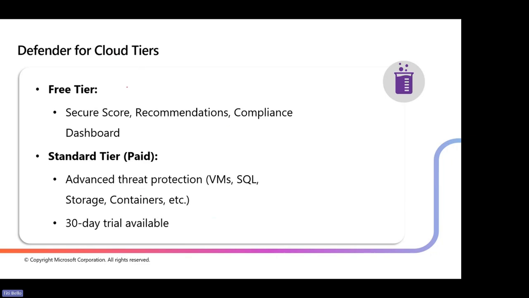There are different plans or different tiers that you have. Tiers can also be referred to as plans. There is the free tier that comes as you sign up or as you create your Azure tenant. There's secure score, recommendations, and a compliance dashboard that come with it. And there is the standard tier. The standard tier, you have to pay for it. And that gives you advanced threat protection for your virtual machines, for your SQL, for your storage, containers, app services, and so on and so forth. And this one, you can create a 30 days trial for it. Okay.